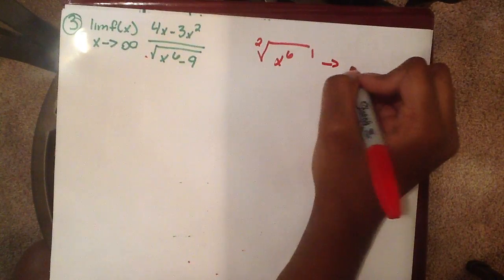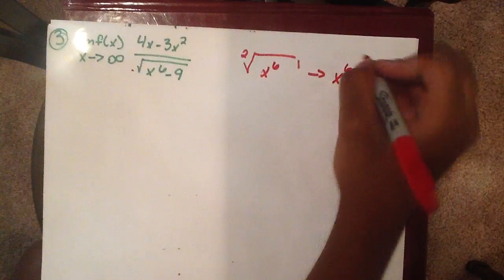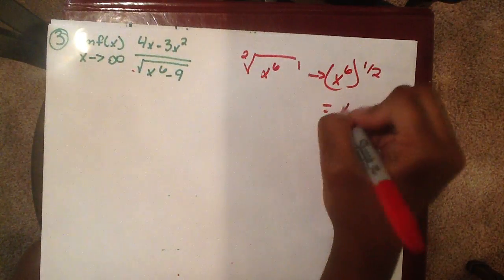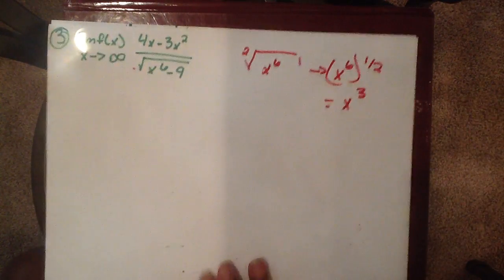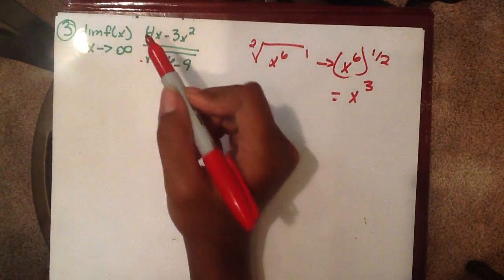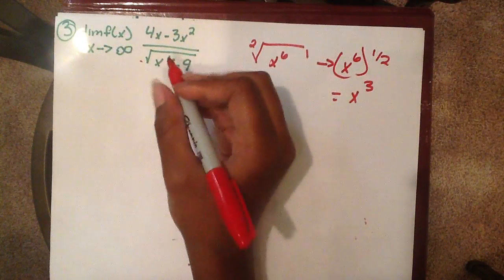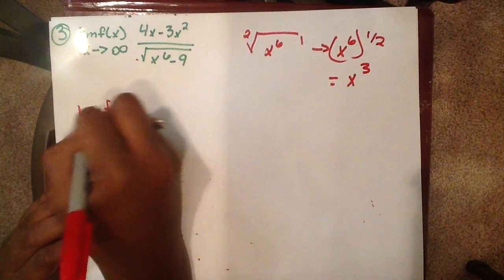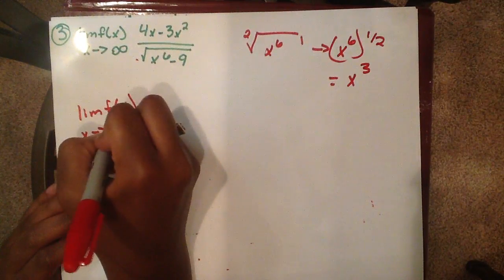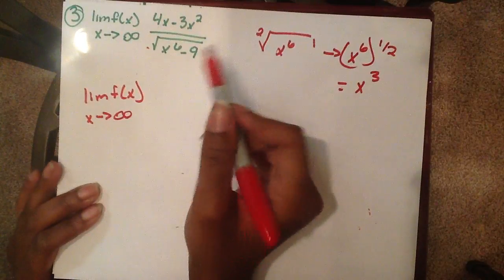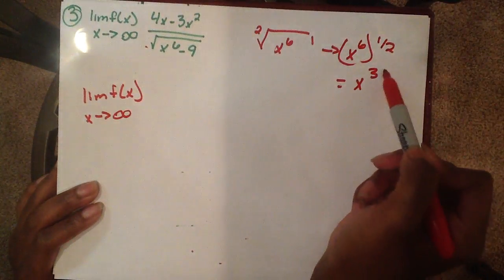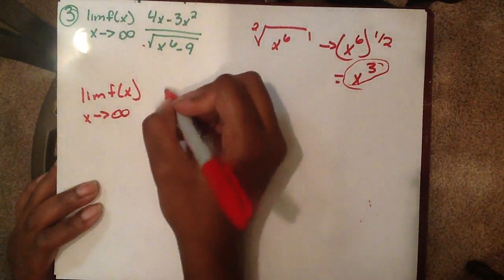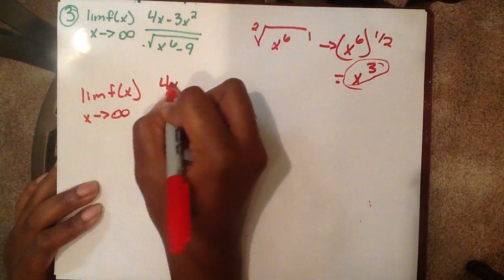So we know that this is the same as x to the negative 6 to the 1/2, which is actually equal to x to the 3rd power. That's the number we're going to bring up here. So we have the limit of f of x as x approaches infinity, and when we use infinity, we have to divide by our greatest exponent, x to the 3rd power. So we're going to start plugging that in.